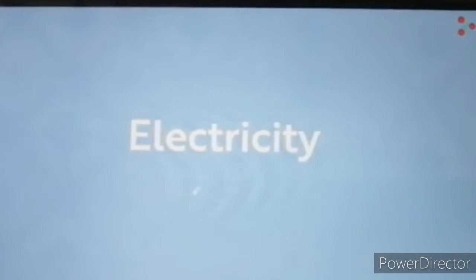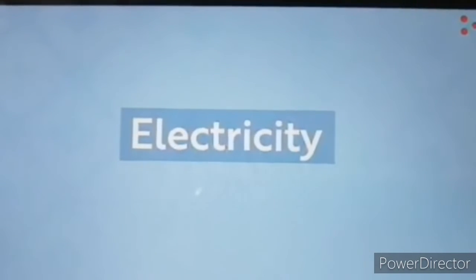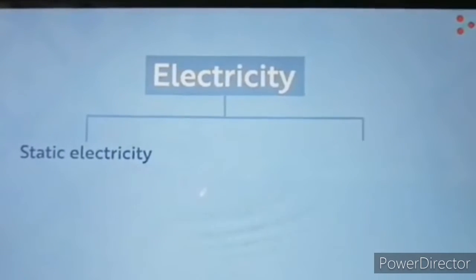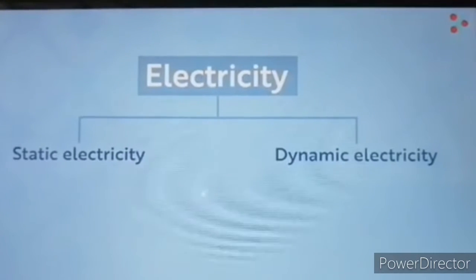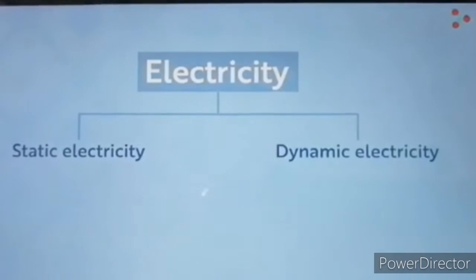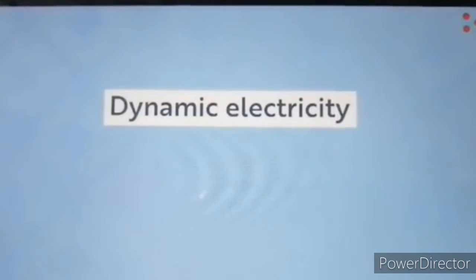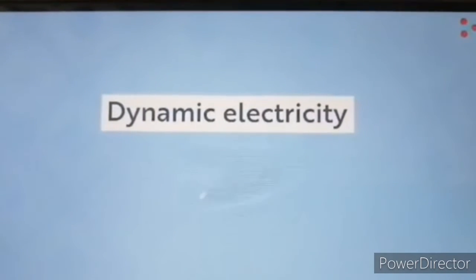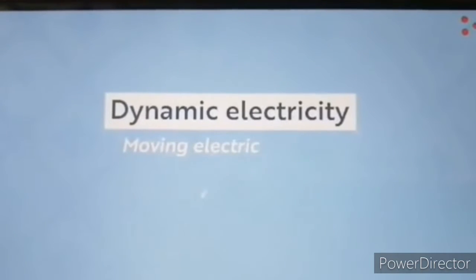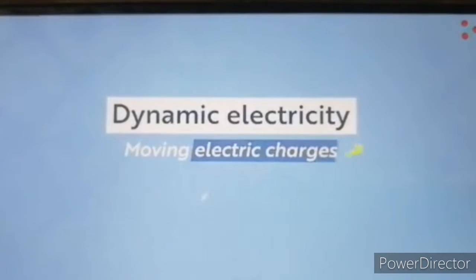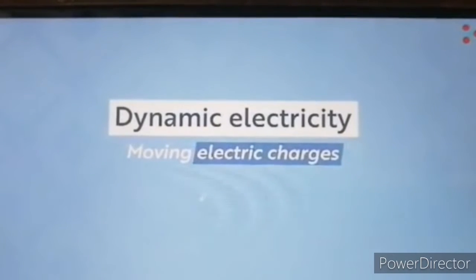Dear students, as we have studied earlier, electricity is the rate of flow of charge. Remember, there are two types of electricity, static electricity and dynamic electricity. Static electricity means at rest. Here we are going to describe some applications of dynamic electricity. By dynamic we mean in motion. So dynamic electricity is moving electric charges, and it is all about the moving electric charges.